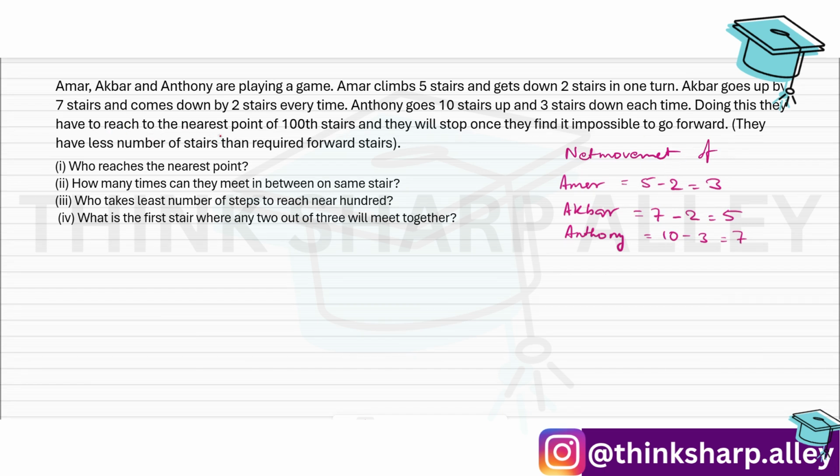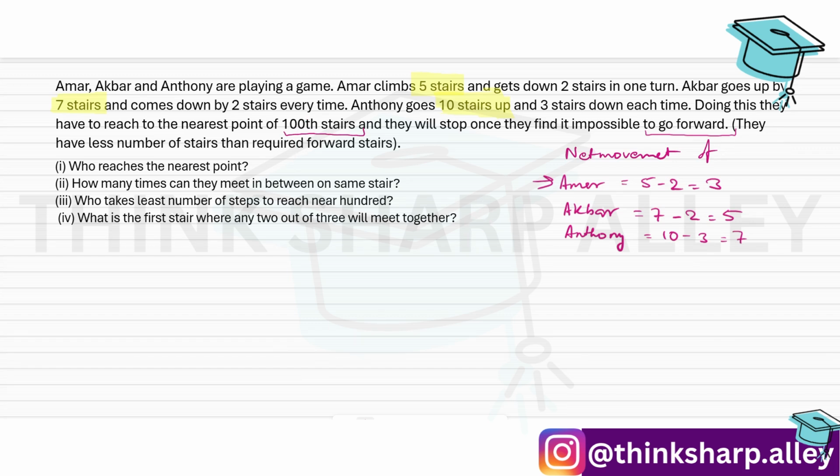They have to reach the nearest point to 100 stairs, and they will stop once they find it impossible to go forward. So how far they move forward is very important. Amar will stop when he cannot move 5 stairs up, Akbar will stop when he cannot move 7 stairs up, and Anthony will stop when he cannot move 10 stairs up. Since we have got 3, in the first turn Amar will be at the third step, in the second turn at the sixth step, then the third turn at the ninth step, and so on. The multiple of 3 closest to 100 is 99.